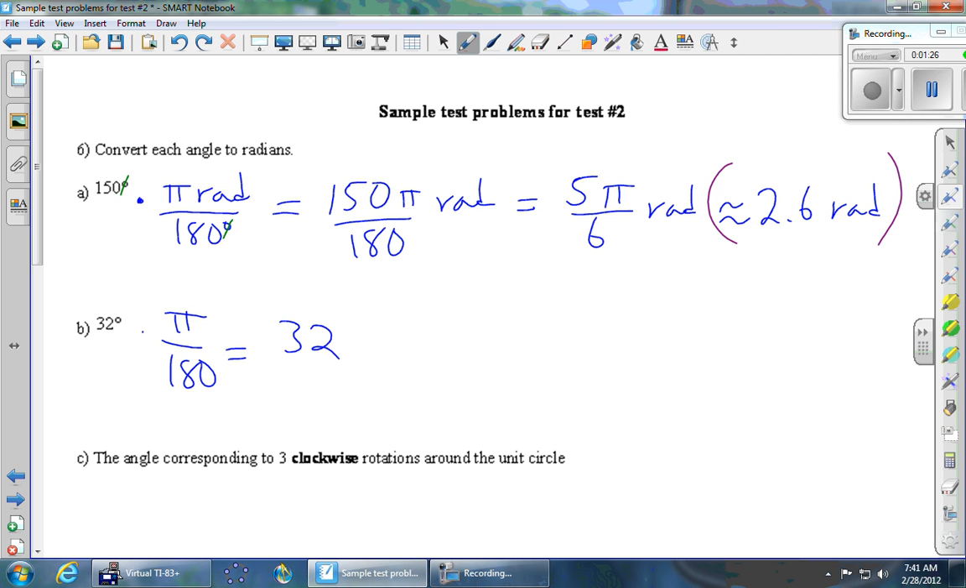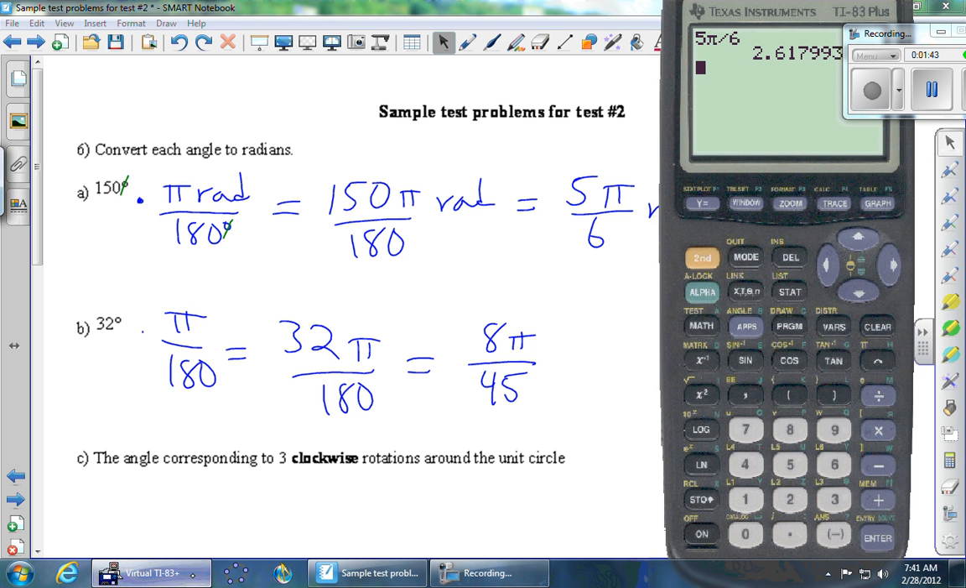and we just get 32 pi over 180. And we can reduce both of these. Let's see, 16, 8, and then 180 goes down to 45. I think that's right.